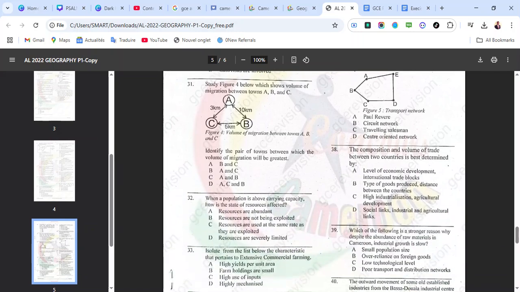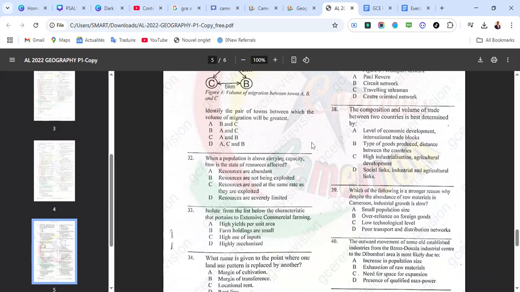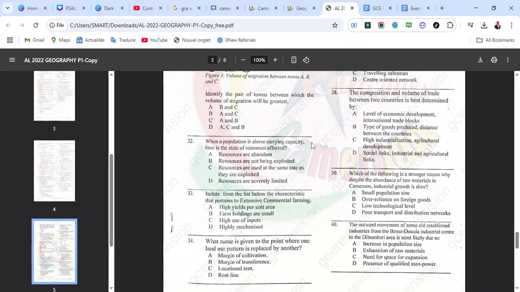The composition and volume of trade between two countries is best determined by. Correct answer is A, level of economic development, international trade blocks. Which of the following is a stronger reason why, despite the abundance of raw materials in Cameroon, industrial growth is slow? Correct answer is B. Over reliance on foreign goods.